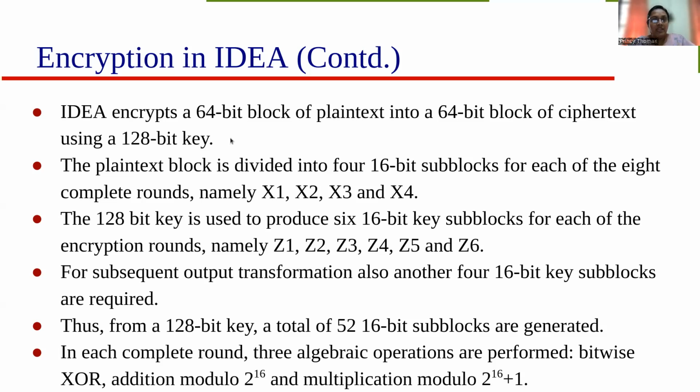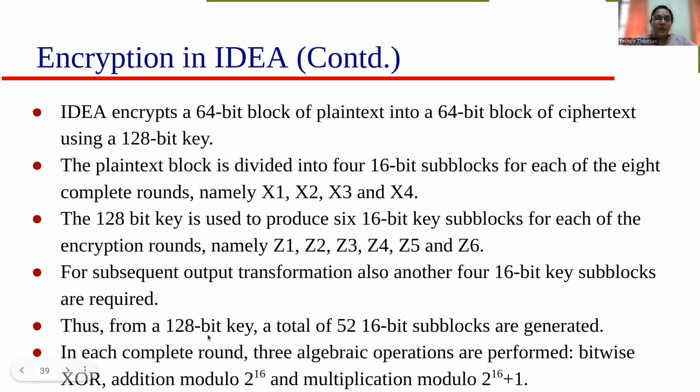Okay, so initially the 64-bit plain text is going to be divided into 4 equal blocks: x1, x2, x3, x4, each 16 bits. Then the 128-bit key is going to be used to generate 16-bit key subblocks for 8 rounds. So Z1, Z2, Z3, Z4, Z5, and Z6 are the subkeys which are going to be used for each round. Then for the subsequent output transformation, that means to get the final cipher, the rest of the 4 16-bit key subblocks are going to be used.